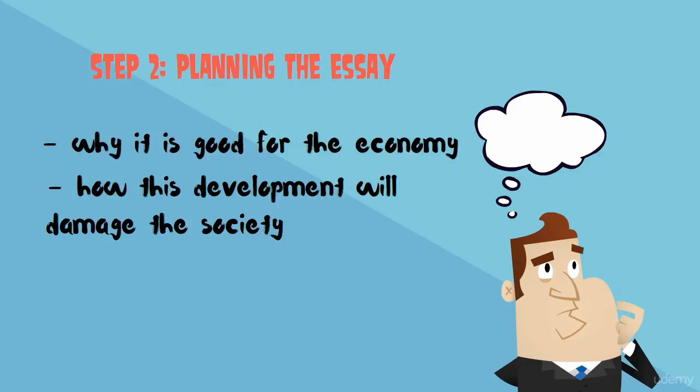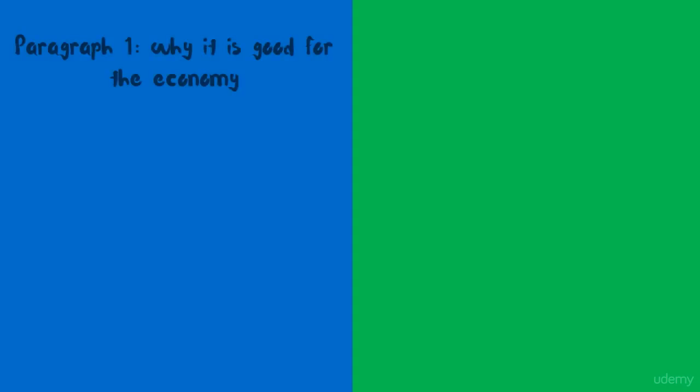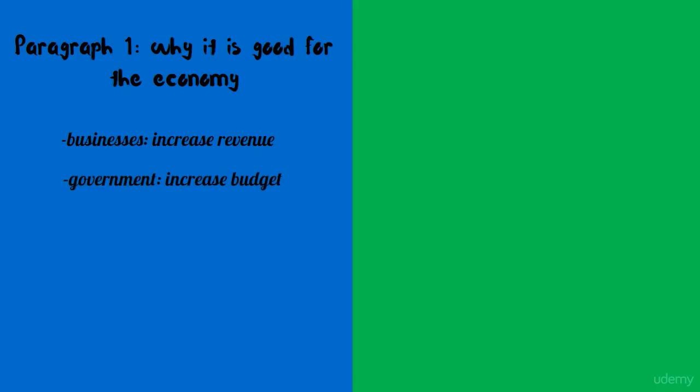I'm going to give you my suggestions for the draft. For paragraph 1, why it is good for the economy, we can say that for businesses, they can increase their revenue. For the government, they can increase the budget. And for the society, the unemployment rate can be reduced.